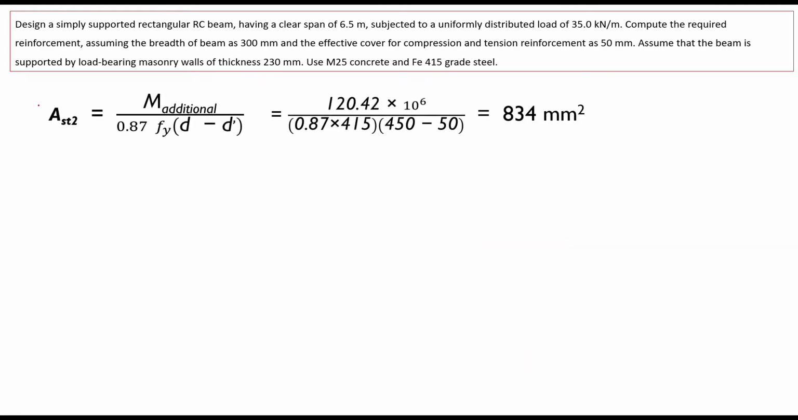Now how to calculate AST2? This will take care of the additional moment. It is a couple which we are going to create, so this is 0.87 Fy and D minus D dash. This will be the additional steel which we have to provide so that it can form a couple with ASC, the area of steel in the compression zone. These two forces will form a couple and create an additional moment of resistance. So this area comes out to be 834 millimeter square.